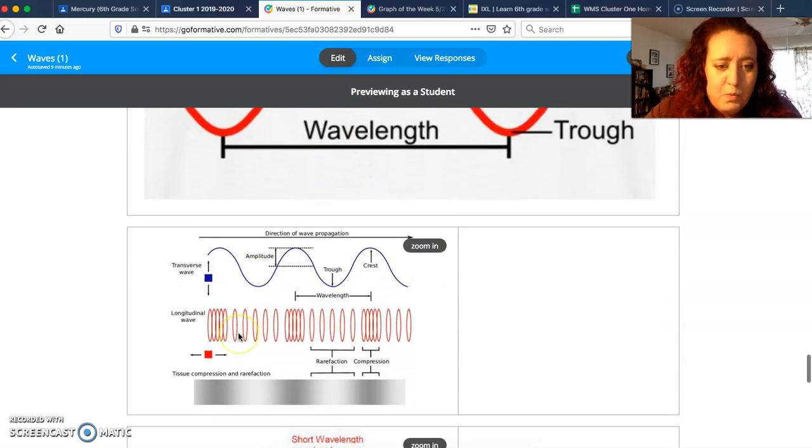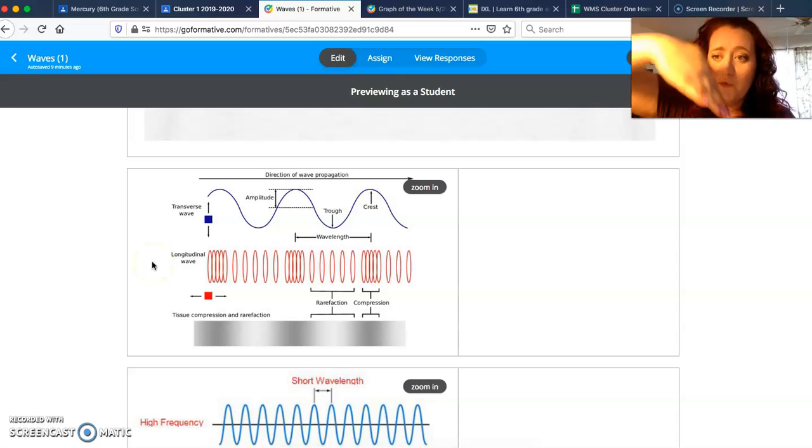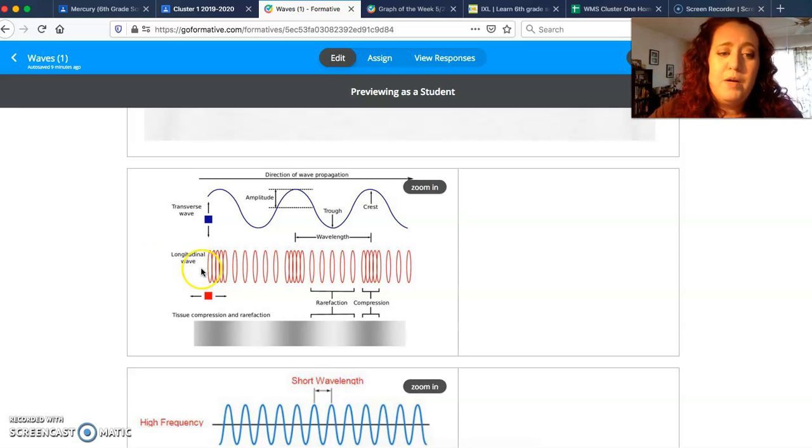There are some other words as well. When we think about, so there's two types of waves. There's a transverse wave and a longitudinal wave. A transverse wave moves like this, like the wave, whereas a longitudinal wave is a wave of compression.